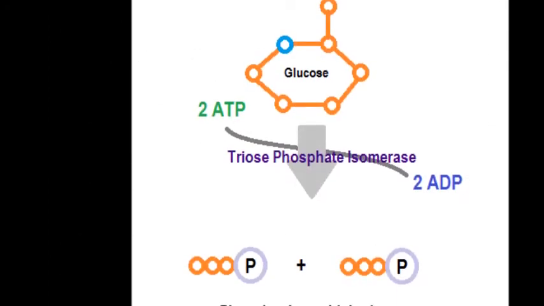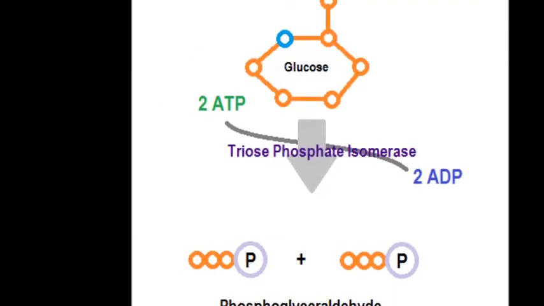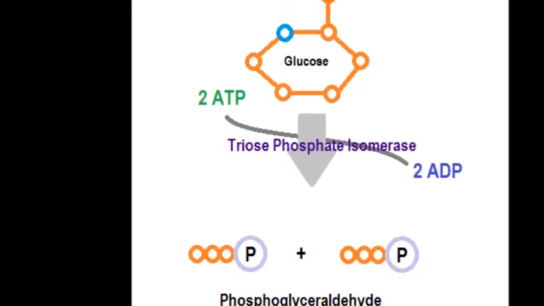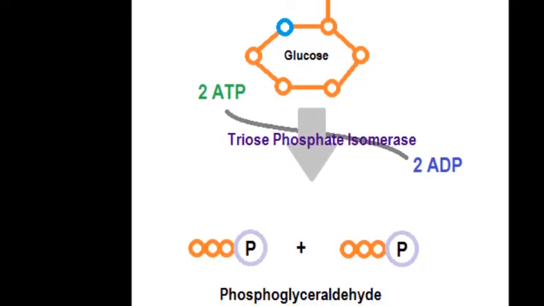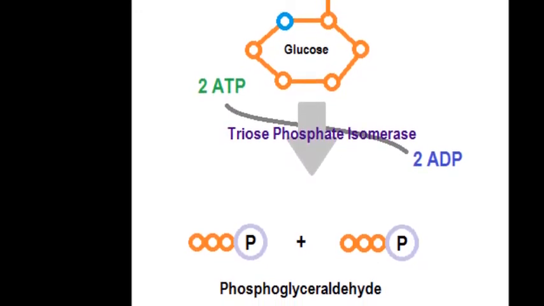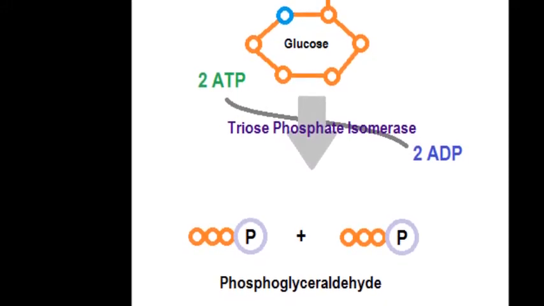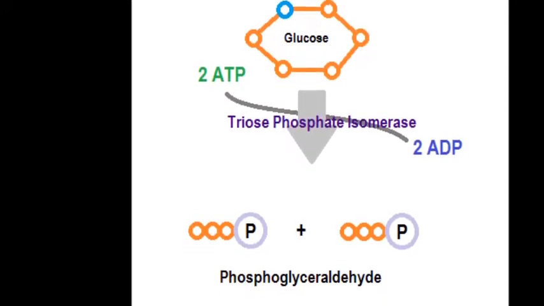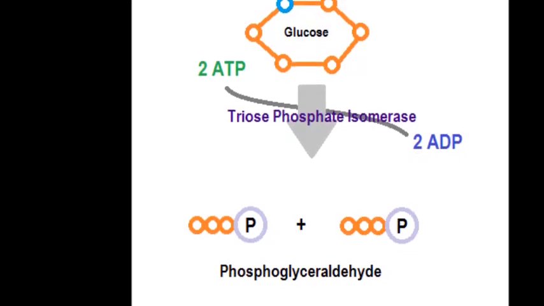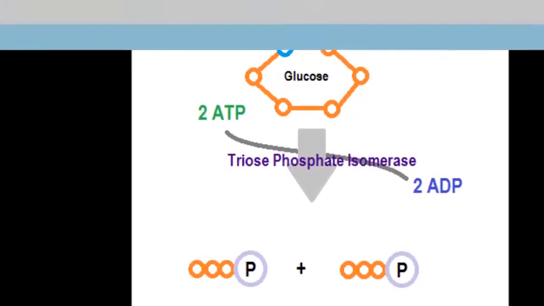In the first step of glycolysis, glucose is broken down by the enzyme triose phosphate isomerase into two molecules of phosphoglyceraldehyde, which contain a single phosphate group. This is ATP-driven, using up two molecules of ATP, producing 2 ADP.